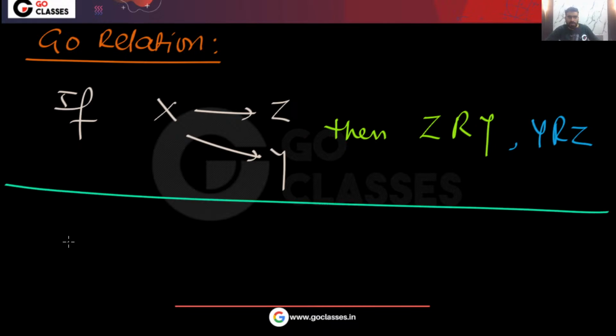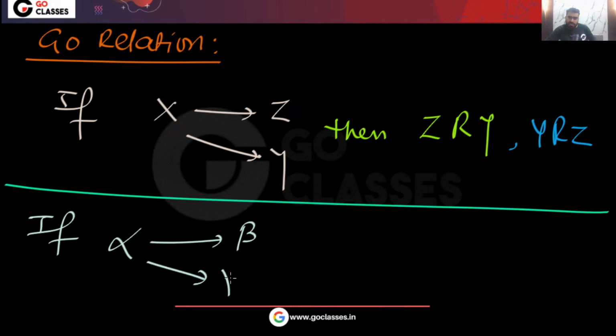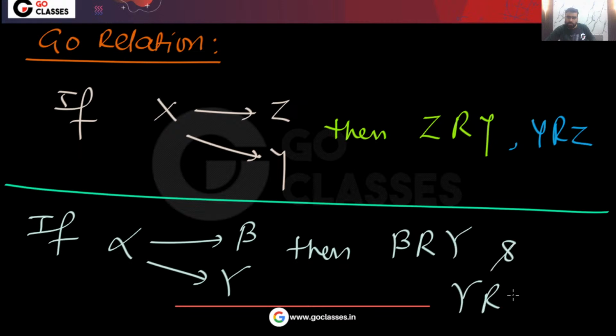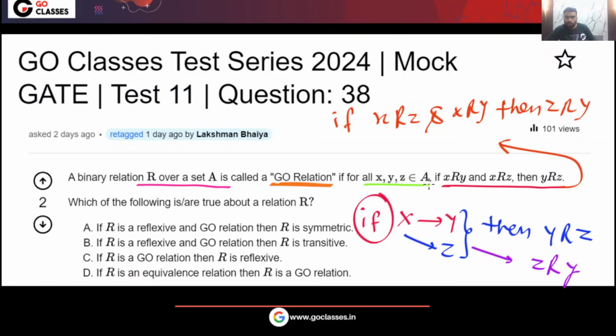Very simple point. Remember, again I am telling you, if this element A or maybe this element, let's call it alpha, if this alpha is related to beta and this alpha is related to gamma, then remember, beta should be related to gamma and gamma should be related to beta. Okay, because this definition is given to you for all x, y, z. You can take any x, y, z. X, y, z, they can be any elements from the set A. So did you understand the definition?